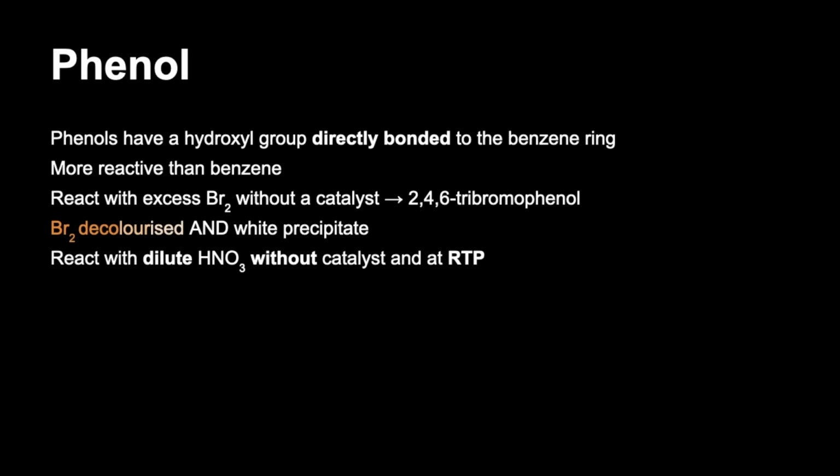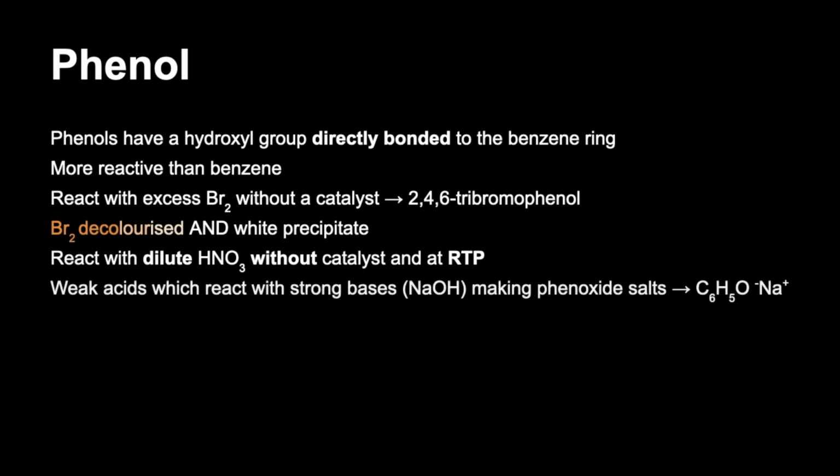Phenols will react with dilute nitric acid without a catalyst and at RTP, whereas benzene needs concentrated nitric acid, it needs a concentrated sulfuric acid catalyst, and it needs a temperature of around 50 to 55 degrees C. Phenols are weak acids, but they can react with strong bases, so for example sodium hydroxide, and that would make a phenoxide salt. So the example there is the product from the reaction of phenol with sodium hydroxide.